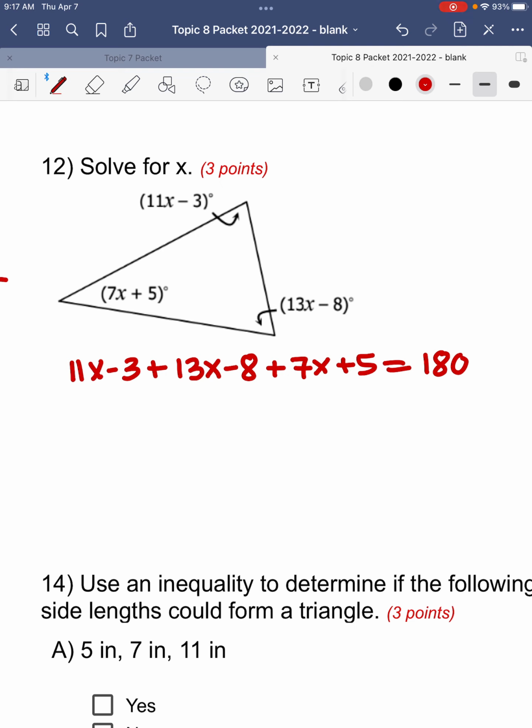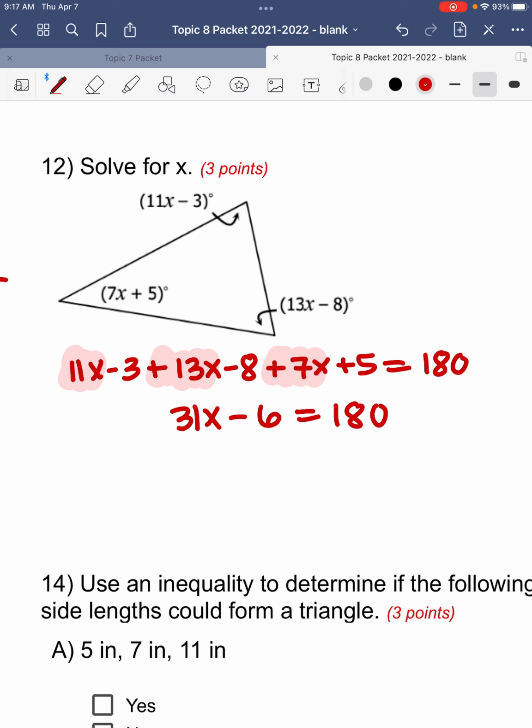Let's start with all of our x's. So we've got 11x plus 13x plus 7x. Well, all together, that's going to be 31x. And then everything that I haven't highlighted on that side are just plain old numbers. So negative 3 minus 8 plus 5. When I combine those, I get negative 6. So 31x minus 6 equals 180.